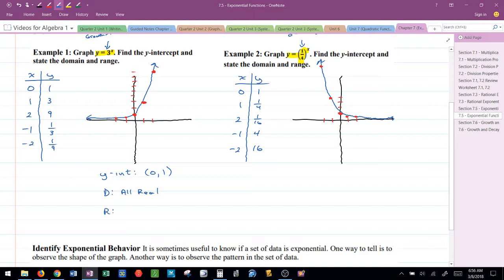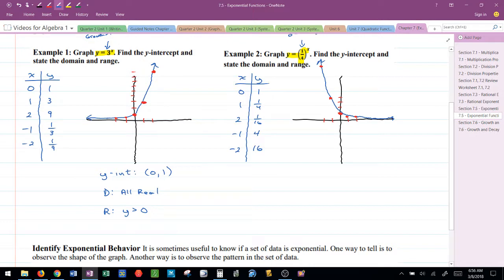The range is my output, or my y values. Now, this graph does not pass below the x-axis. Therefore, I would say that my range is y's have to be greater than 0. All right, let's take a look at the other one, the decay graph.